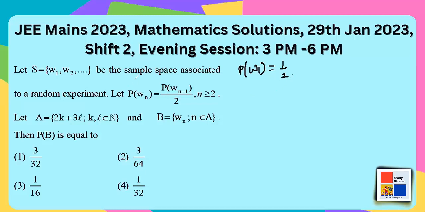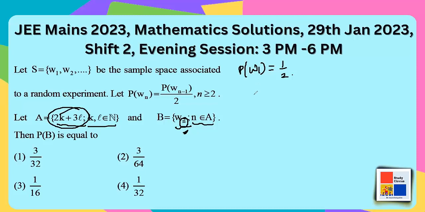Now what is the question saying? Let A be a set of these numbers, and B is a set of Wn, where n is a natural number, but not any natural number. The natural number n here should be of this form, 2k plus 3l, where k and l, both of them are natural numbers, right?